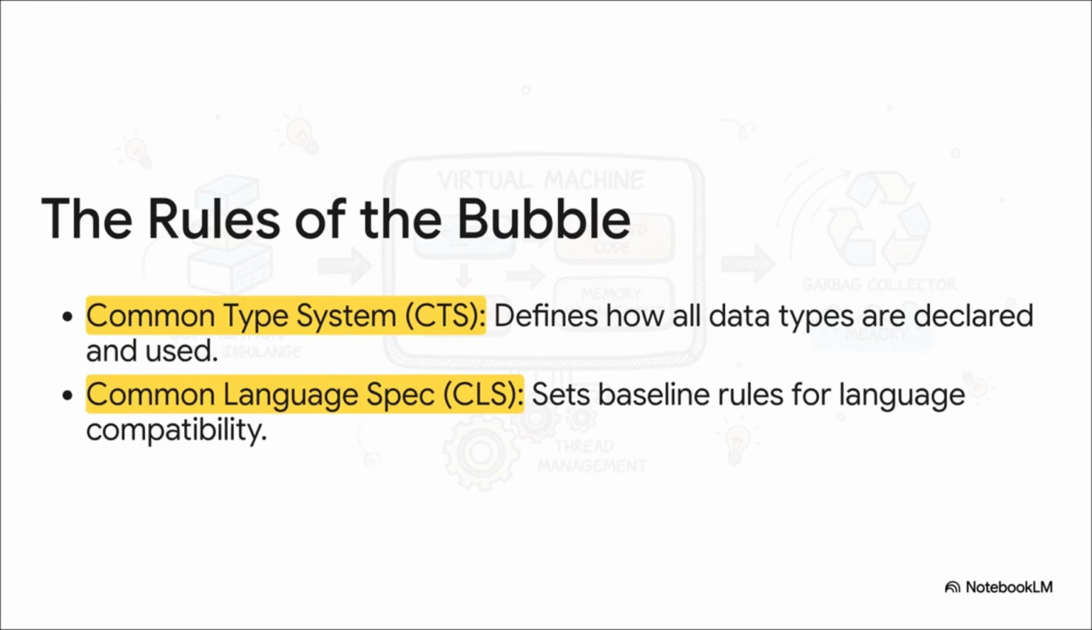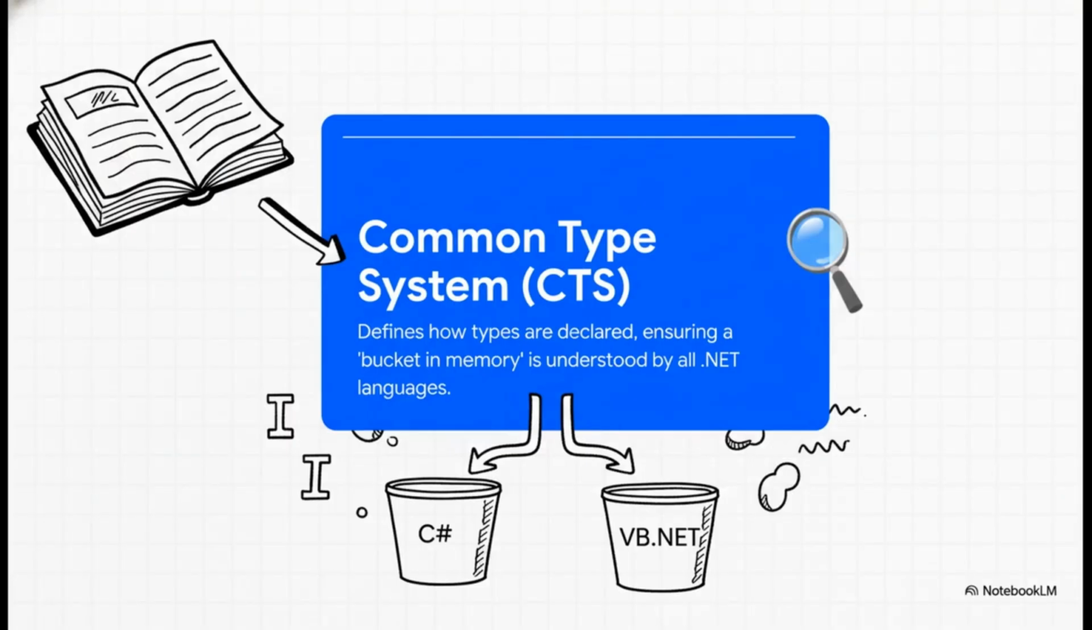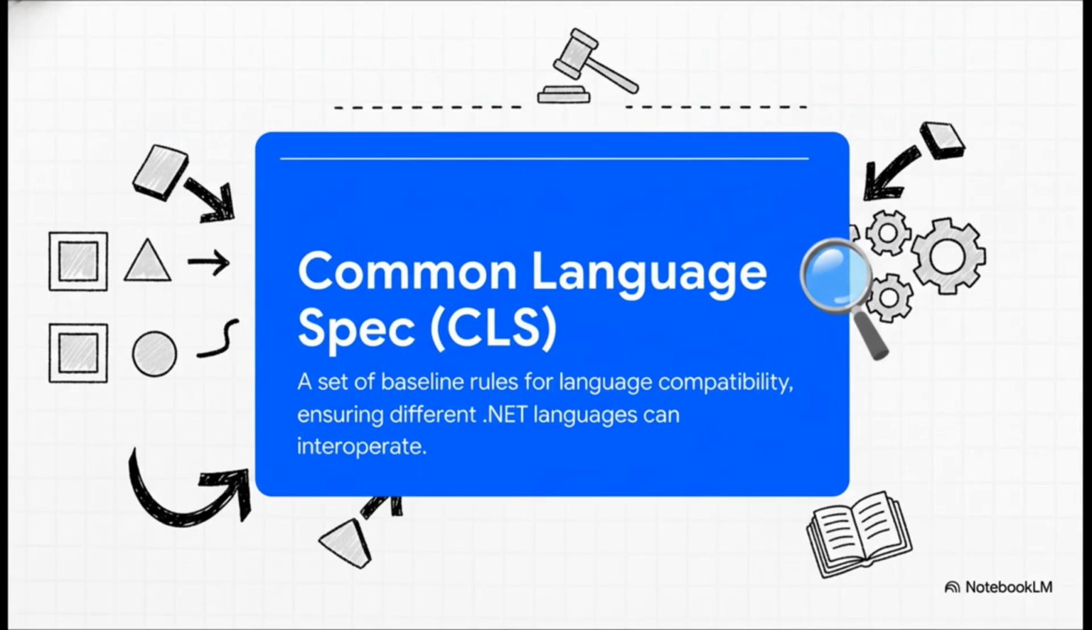It works because every language that wants to play inside the .NET bubble has to follow 2 crucial sets of rules: the Common Type System, or CTS, and the Common Language Specification, or CLS. The CTS is basically the universal dictionary for .NET. It defines exactly what an integer is, what a string is, what any data type is. So when you create a variable, that bucket in memory, the CTS makes sure that both C# and VB.NET understand that bucket in the exact same way. There are no misunderstandings. The CLS, on the other hand, is the rulebook.